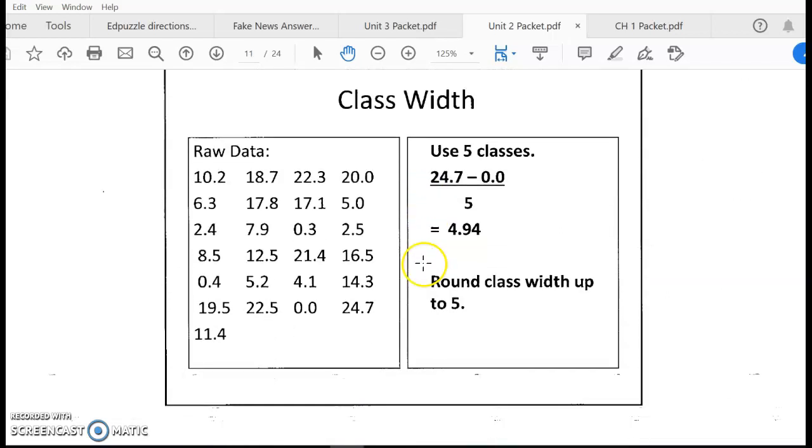So here's an example. We have this list of data. Okay, got a bunch of numbers. Notice they're decimals, no big deal. So we're going to use 5 classes. Why 5 classes? Well, just because. Because 5 was a nice, convenient number, so that's what we picked. So we're going to take our largest number. We have to locate it. So here's my largest number. Here we go, 24.7. There it is.